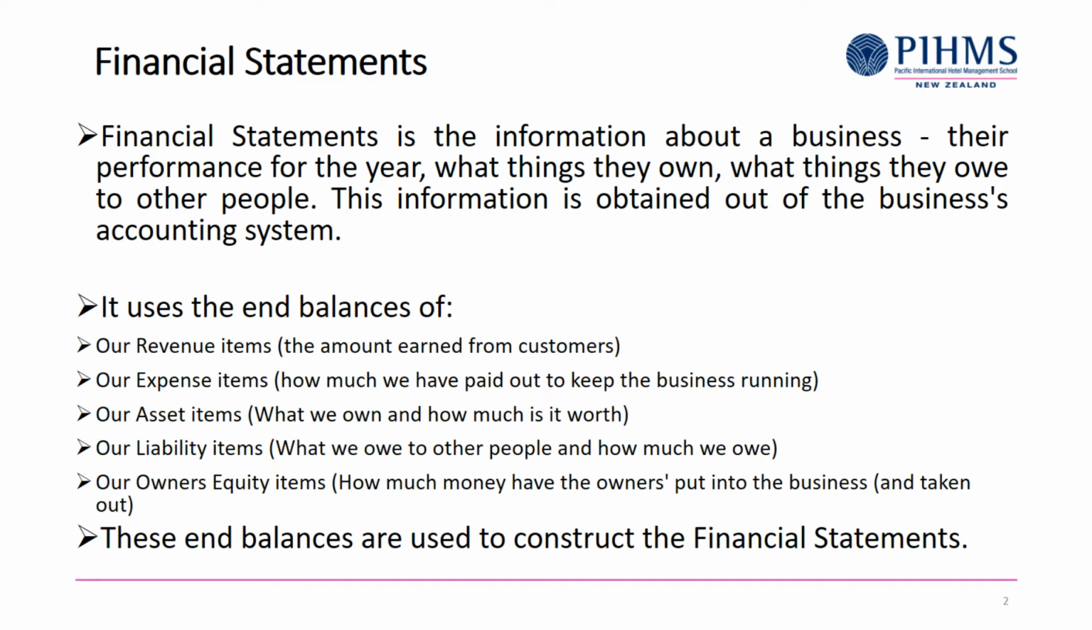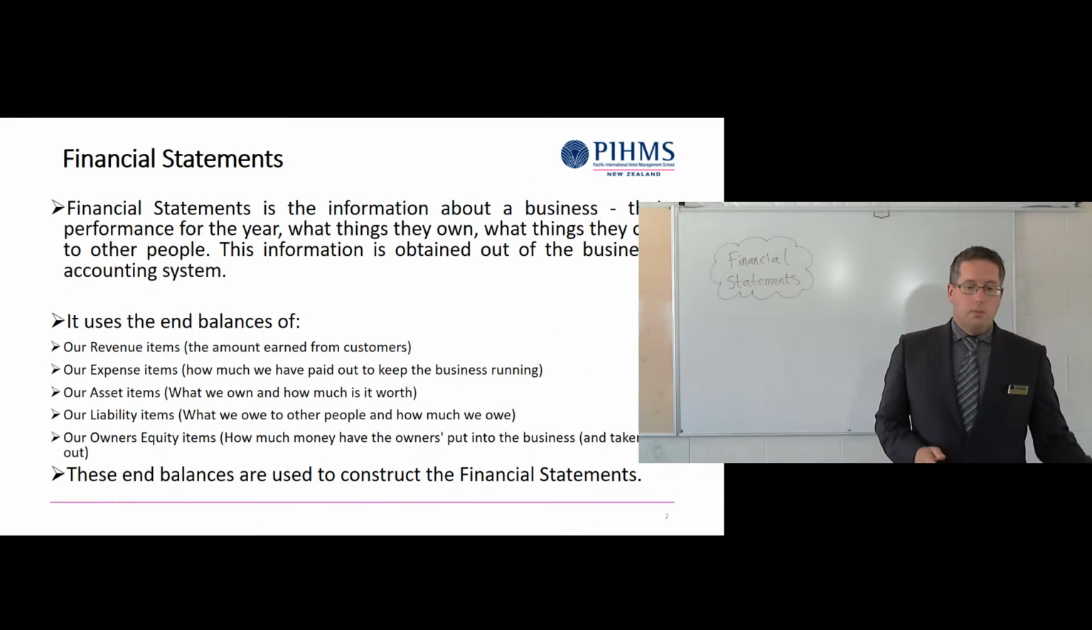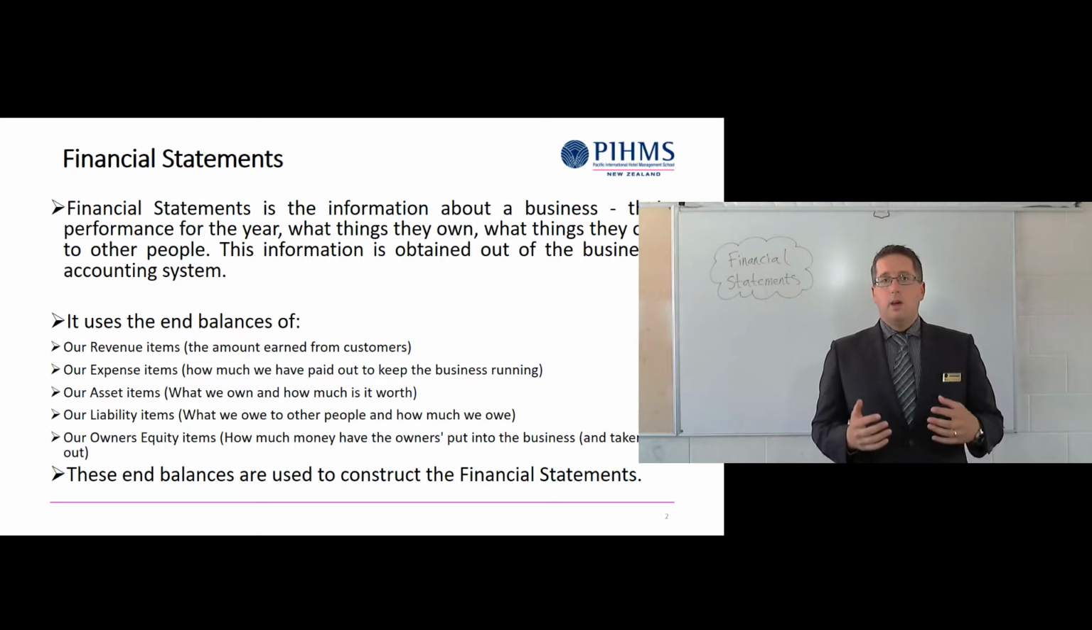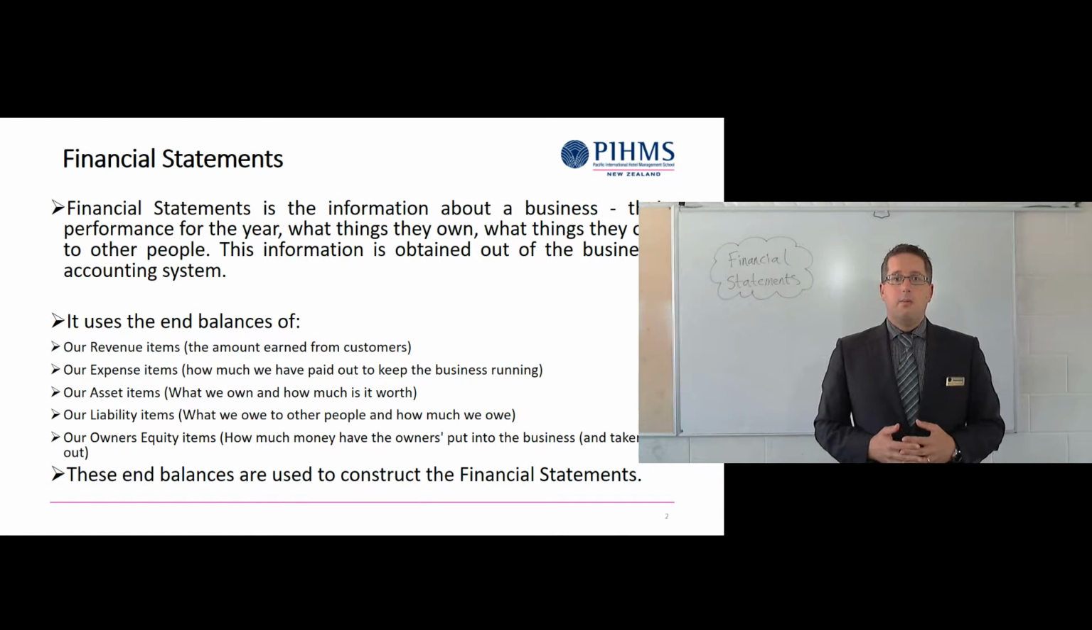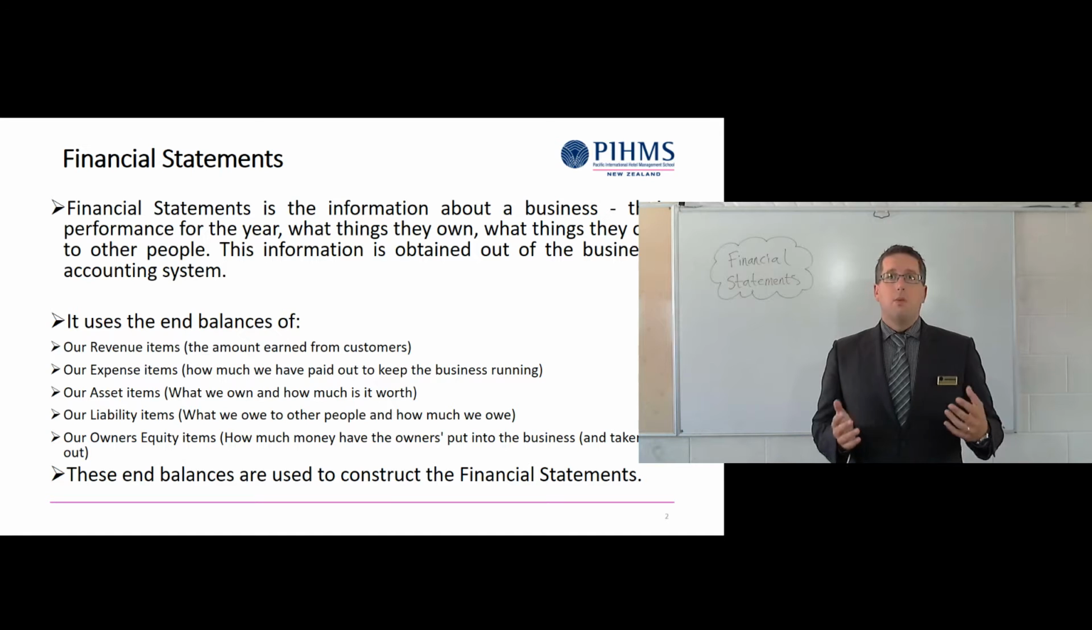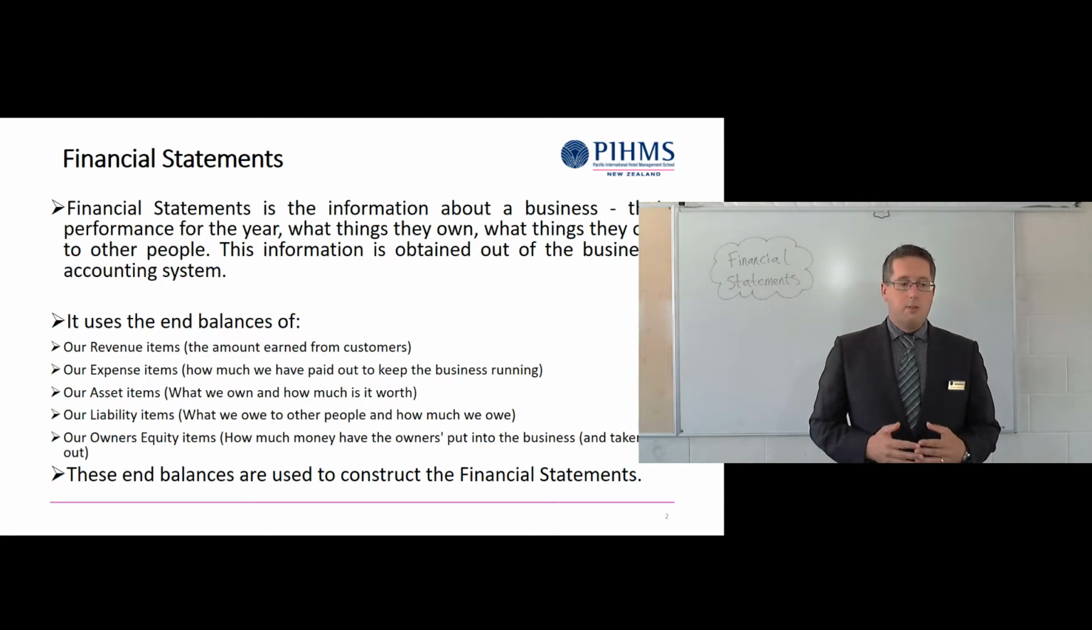So, what have we got? Financial statements is the information about a business. Maybe it's their performance for the year, what things they own, what things they owe to other people. Now, all this information is obtained out of the business's accounting system. So this might be recorded in maybe Xero, MYOB, or other programs or packages. For the larger chain hotels, they would have their own system that they use. But they can run these reports or financial statements to tell them various bits of information about their business.